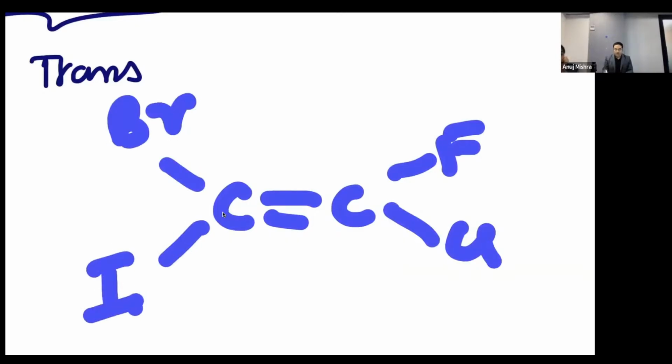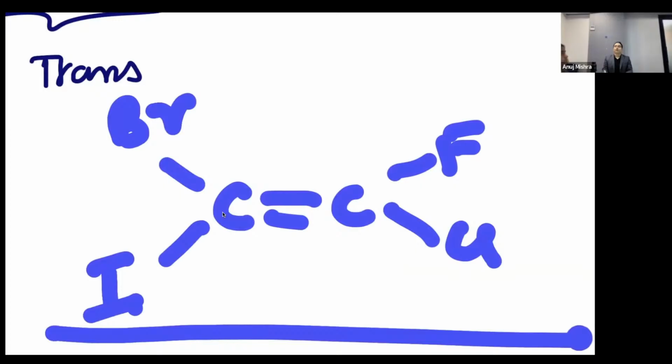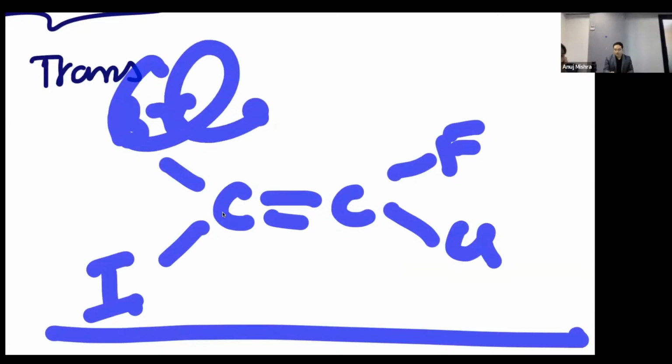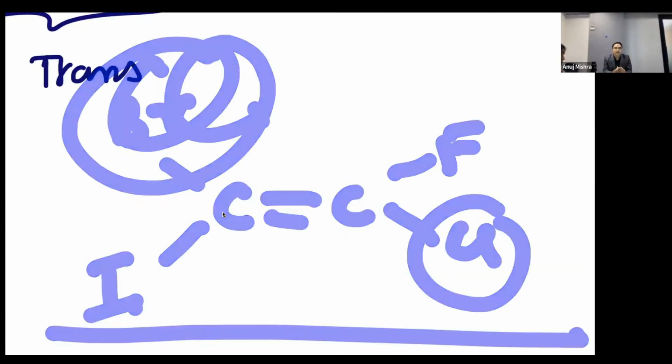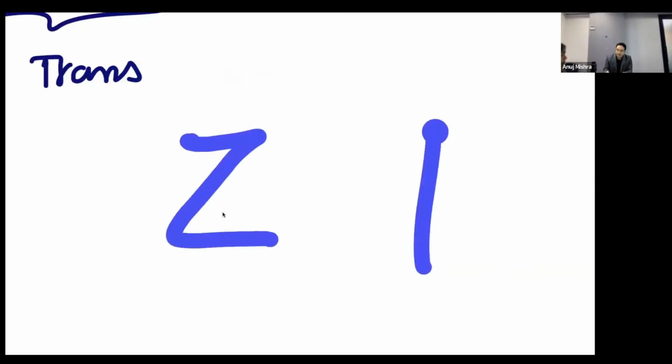How will you do cis-trans in this? Can you do cis-trans in this? Because the groups are not common. Okay. Can you do cis-trans in this if I put Cl? These two Cls are opposite. At least you have something to mark about, right? But for all these cases, we use a different nomenclature, which is called Z and E.